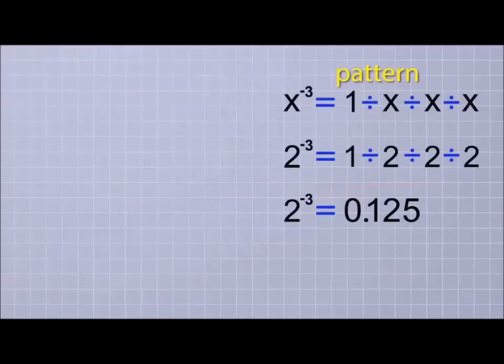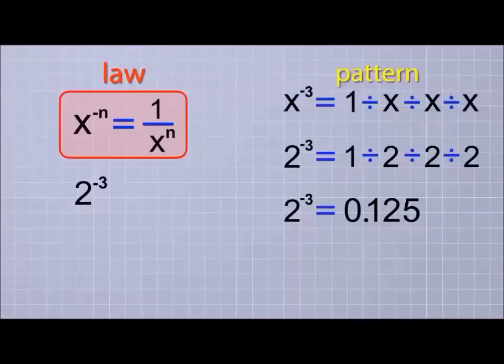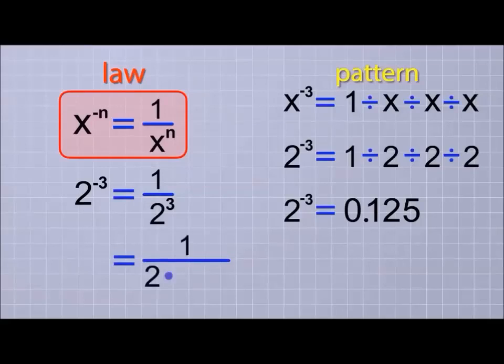Now let's write it in fraction form like our law of exponents tells us we can. 2 to the -3rd power would be the same as 1 divided by 2 to the 3rd power. And that's the same as 1 over 2 times 2 times 2. Which simplifies to 1 over 8, and 1 over 8 simplifies to 0.125.